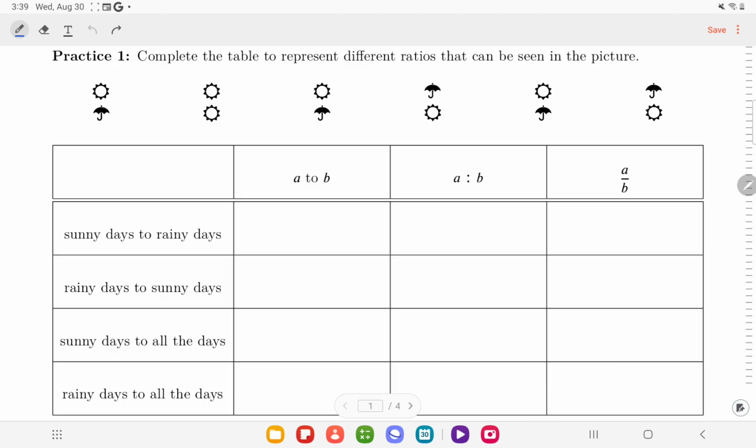In practice 1, we'll compare the number of sunny days to rainy days. We have 7 sunny days and 5 rainy days. To show the ratio of sunny days to rainy days, we write 7 to 5, or 7 colon 5, or 7 over 5. Now pause the video and complete the practice.